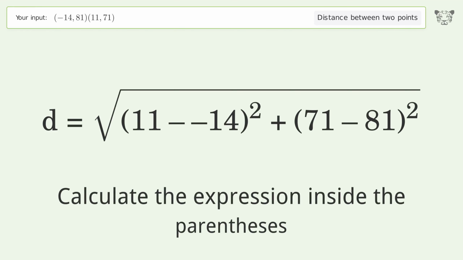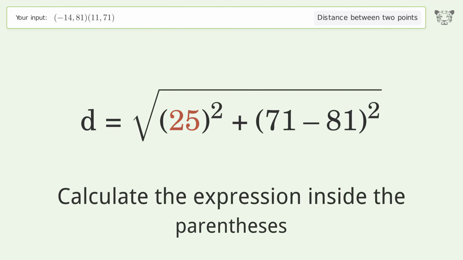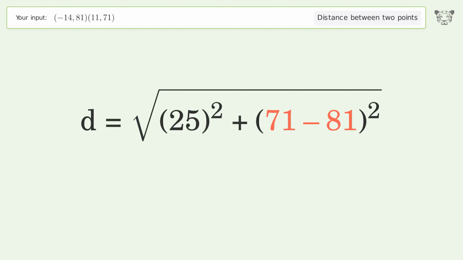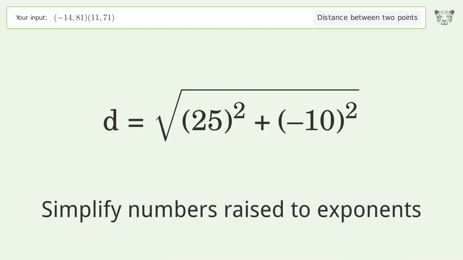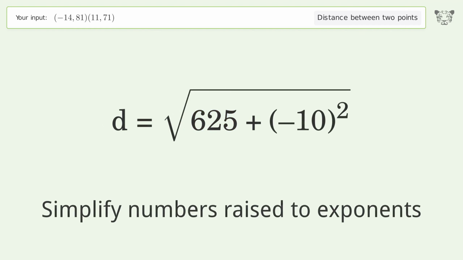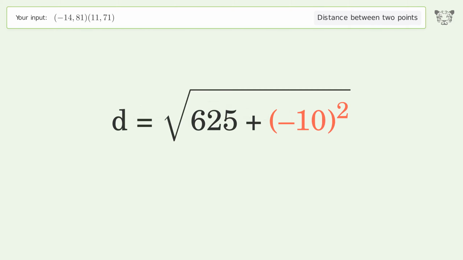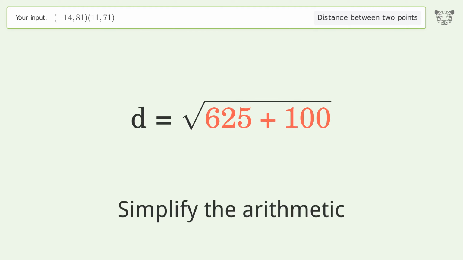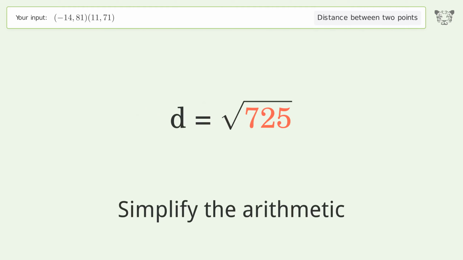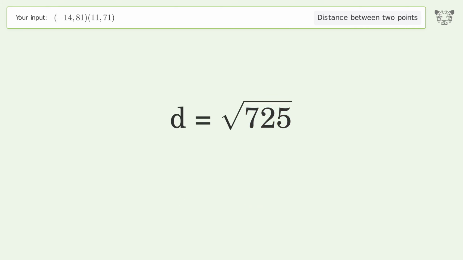Calculate the expression inside the parentheses. Simplify numbers raised to exponents. Simplify the arithmetic. And so the distance between the 2 points is the square root of 725, or 26.926.